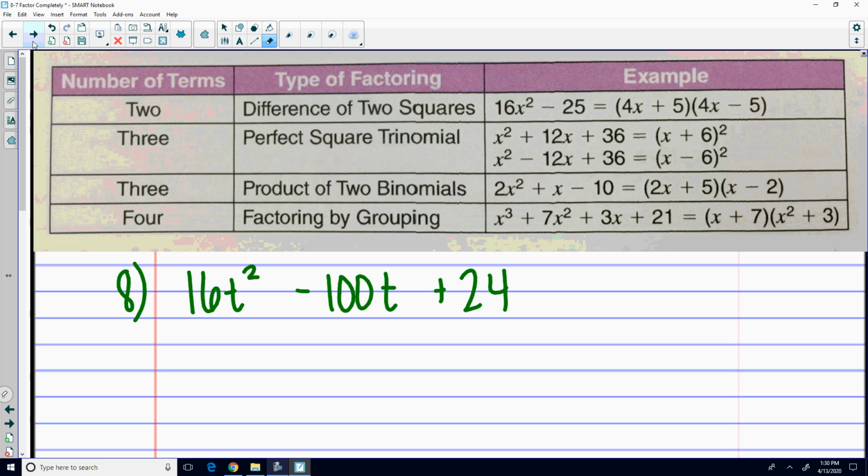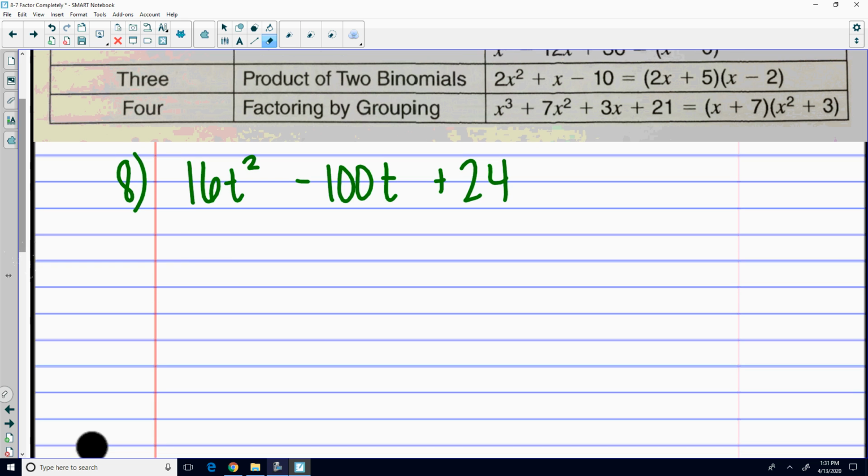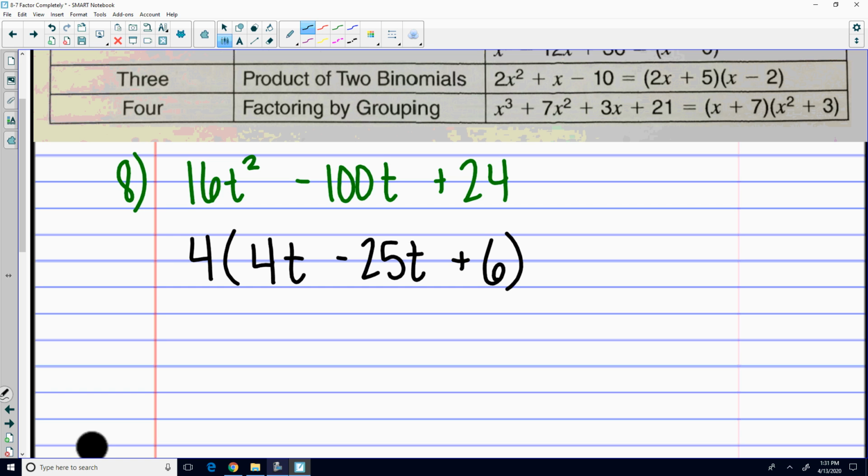What do they all have in common? Well, they all have a 4. So let's go ahead and pull out that 4 and see what we are left with. Oops, I'm on an eraser. Let's do it with the 4. So I'd have 4t squared minus 25t plus 6. I am left with 3 terms. I see my first term is a perfect square, while my last term is not.